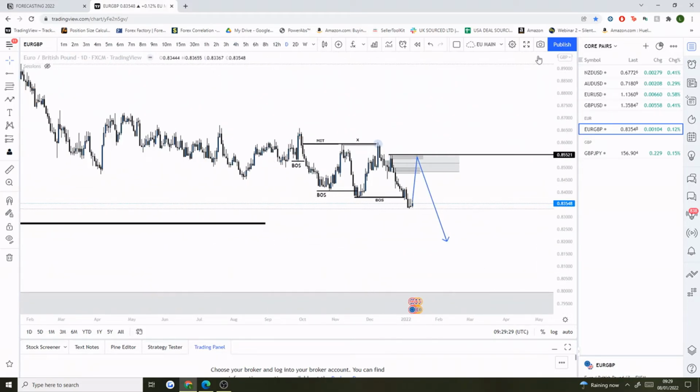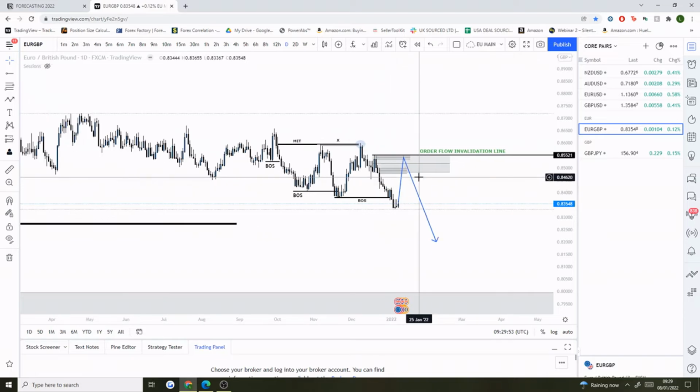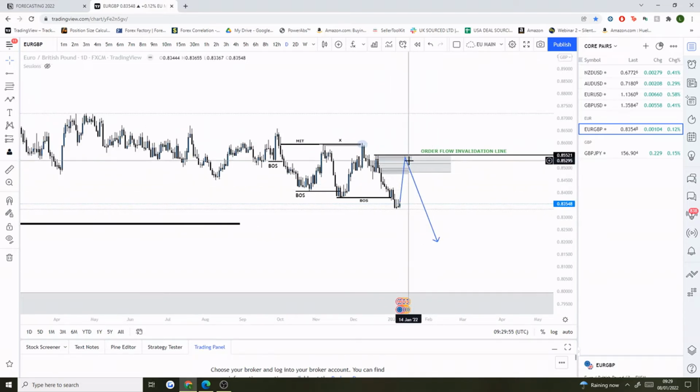And for me, I think this again is a quite high probability situation just because we've got this order flow. I've not put it on there, but this is the order flow invalidation line because we have the mitigation there. We've got efficient pricing here, and so that's essentially where order flow will be violated. If we go above there, then this whole bearish order flow will be finished. But if we don't, then for me, it just makes sense to continue bearish order flow.